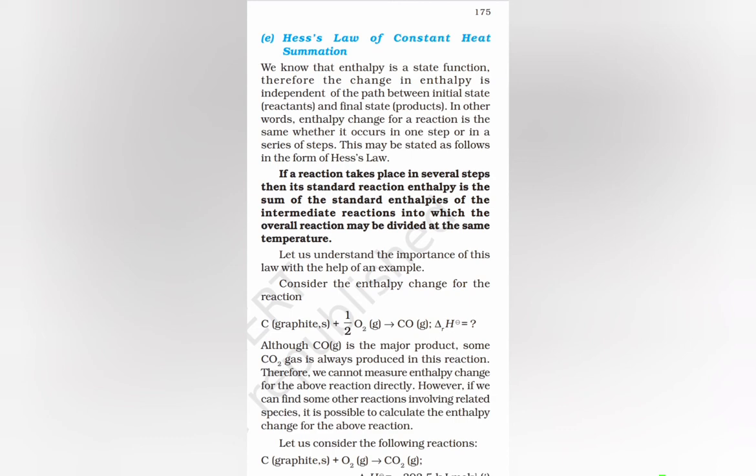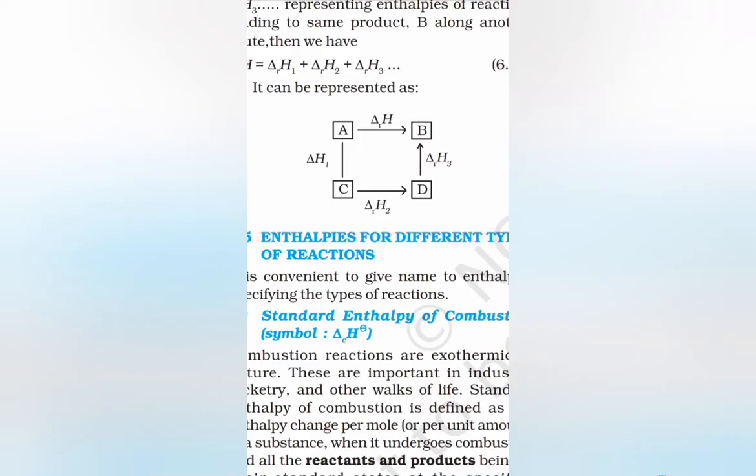If the reaction is taking place in a single step, we can write down A gives B itself. Sometimes the reaction will be undergoing a number of steps. That means first the A will be converted into C, then C will be converted into D. After that only that D will be converted into B. That means instead of taking a single step, that reaction will be undergoing a large number of steps in between. In such a situation we can make use of Hess's law.